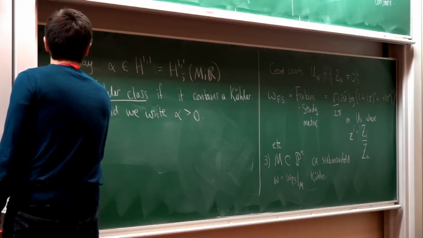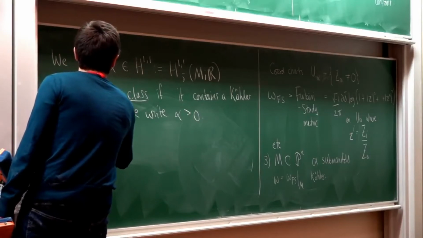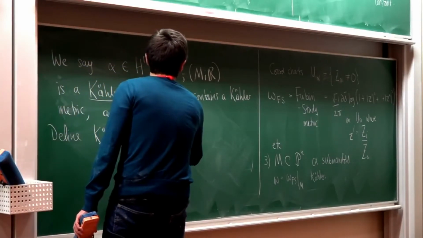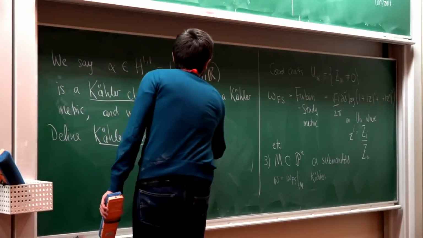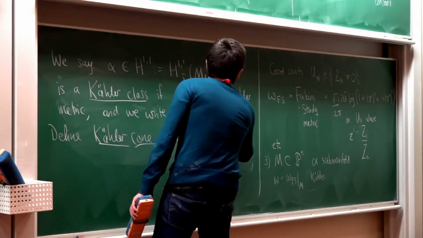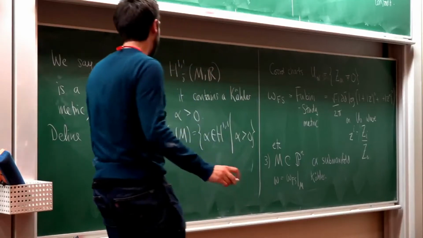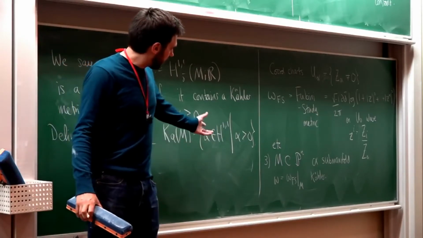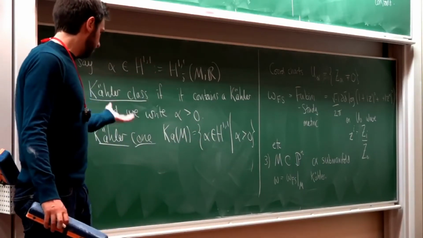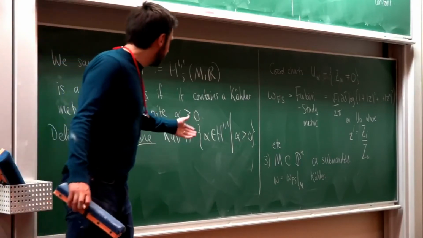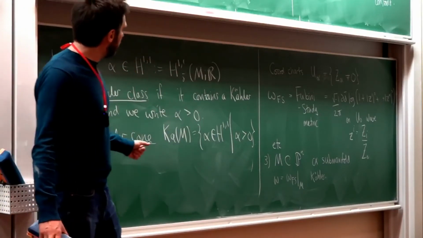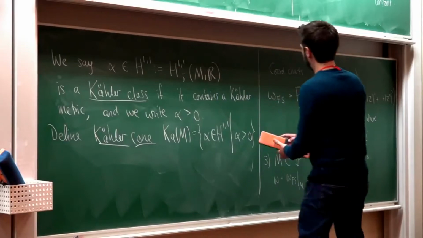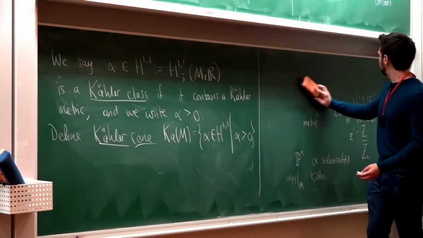And then we define the Kähler cone, which I'll write as Ka of M, simply to be the set of alpha where alpha is positive. And that's a cone in the sense that take any two elements and add them up. Clearly that's also going to be in the cone, because adding two Kähler metrics is still going to be Kähler. Similarly, take any element here, multiply by a positive constant, again it will be in the cone. So it's a cone in the usual sense.